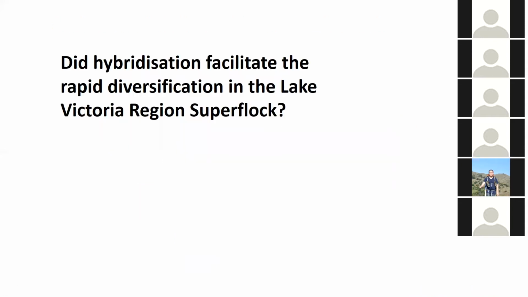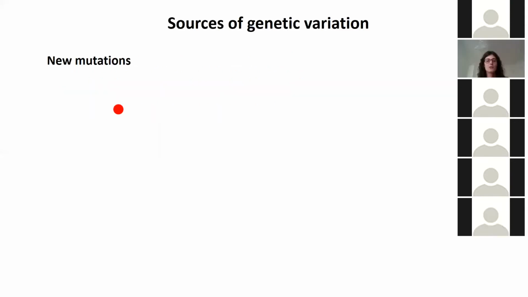But did this hybridization actually facilitate the rapid diversification of this Lake Victoria region superflock, or did it just happen and have no effect whatsoever? So for that, let's go one step back. Where does genetic variation come from? I said for adaptive radiation, genetic variation is required, both for adaptation to different niches and also for reproductive isolation. So genetic variation is very important in adaptive radiations.